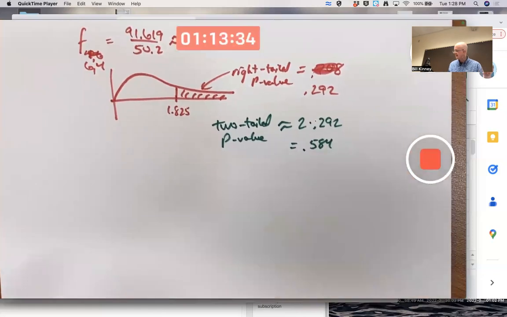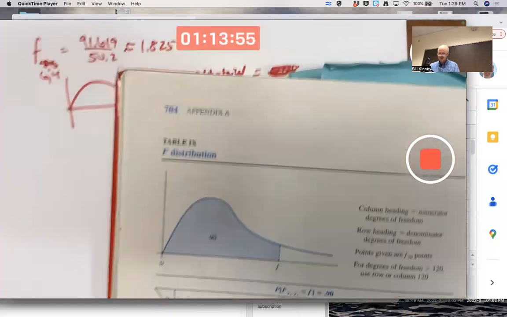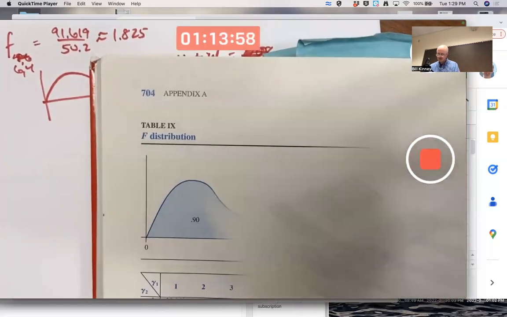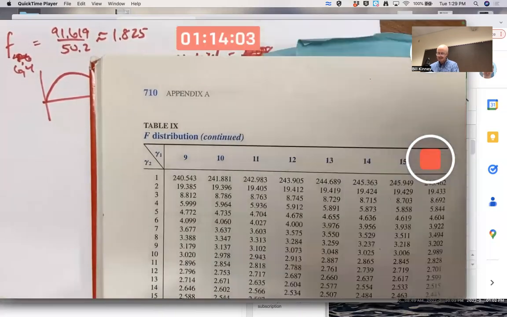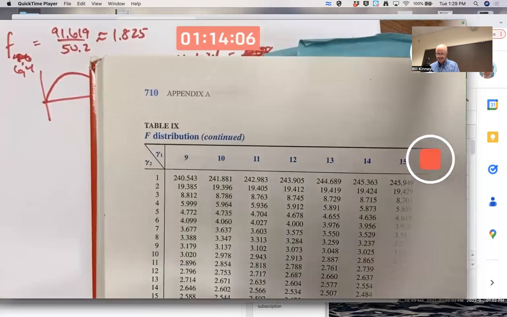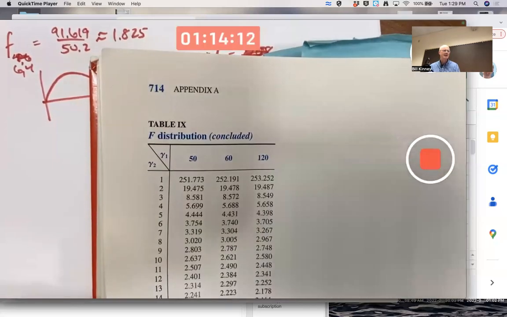Could I compute this p-value with the table? Yeah, there is an F table in the book. It's not a very pleasant table. It's over many pages. Starts on page 704, F distribution, and goes over 1, 2, 3, 4, 5, 6, 7, 8, 9, 10. Did I lose count? 11 pages? Yikes. How do you use it?